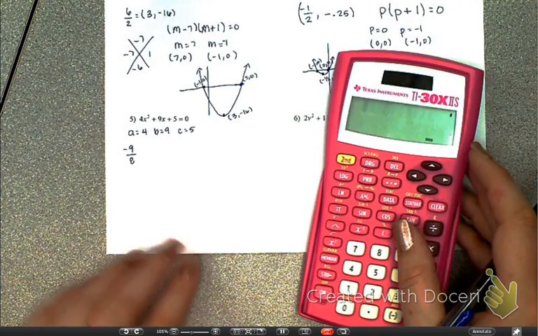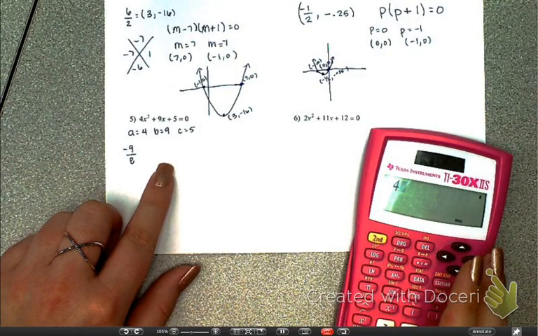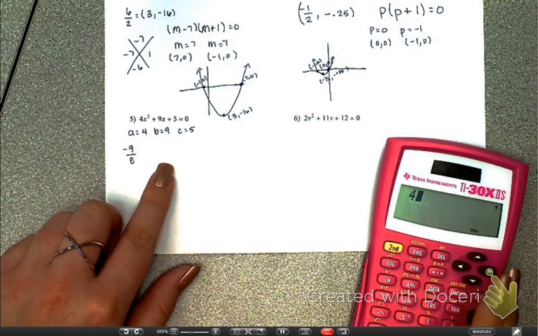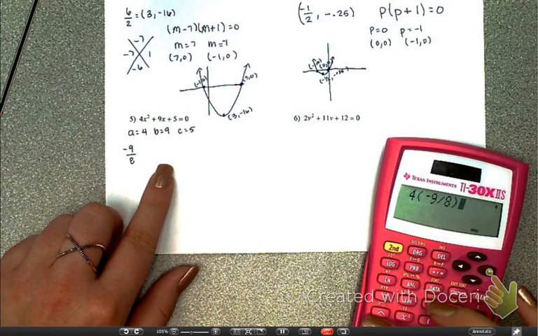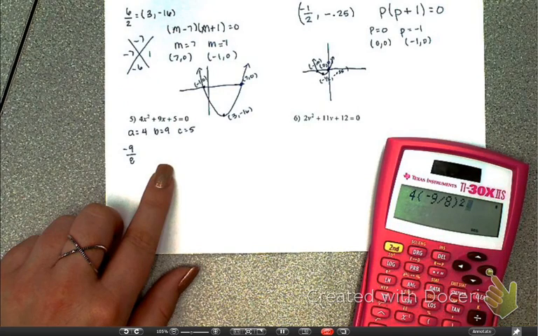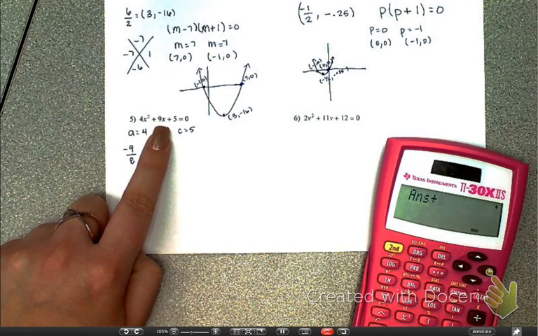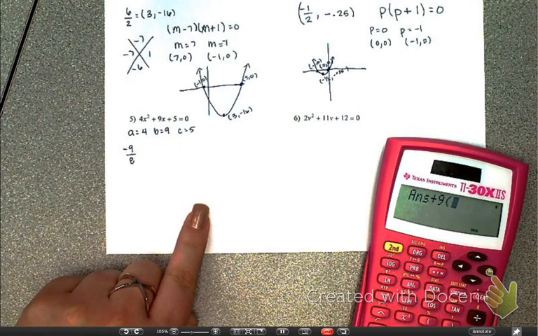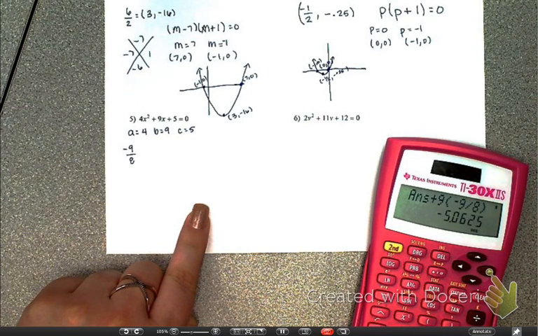So watch what I do when I plug that in. So it's 4. Can you see that? Yeah, okay. So 4 times negative 9/8 squared. Because what happens, it's going to square what's inside the parentheses first and then multiply. And I'm going to press equals. So that's this first part. Then it's plus 9 times negative 9/8. So it's going to do this and then add it to that answer. And then plus 5.